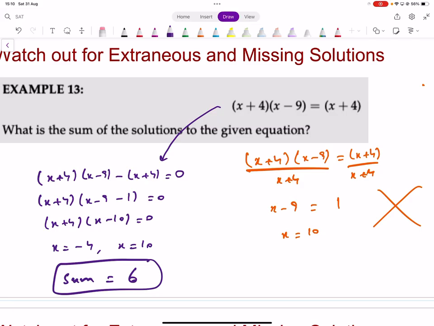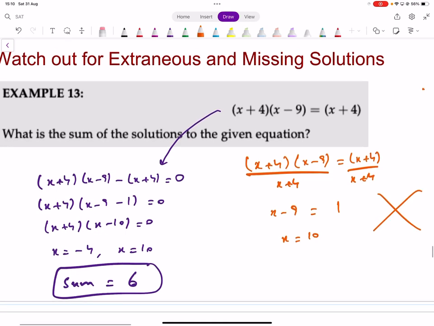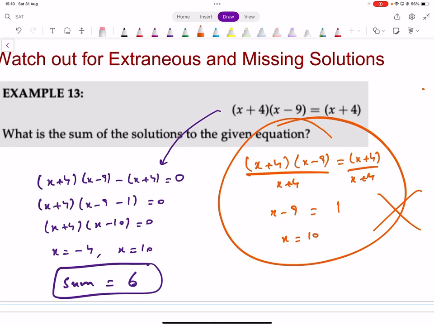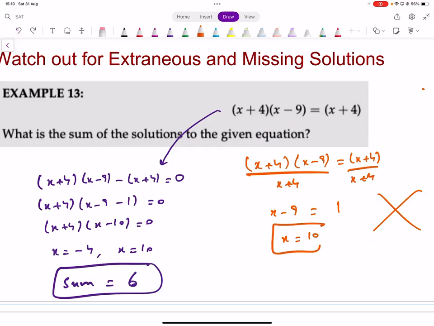So what is happening here? This is an example of a missing solution. If you do it like this, you get one of the correct solutions, yes, x equals 10, but you miss one possible solution which was x equals negative 4. You've missed out on that if you do it that way. And why does that happen? When you divide by a variable.